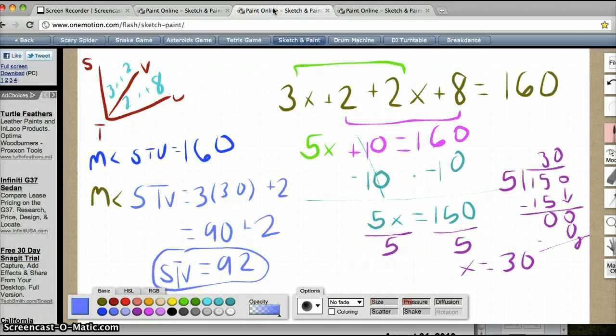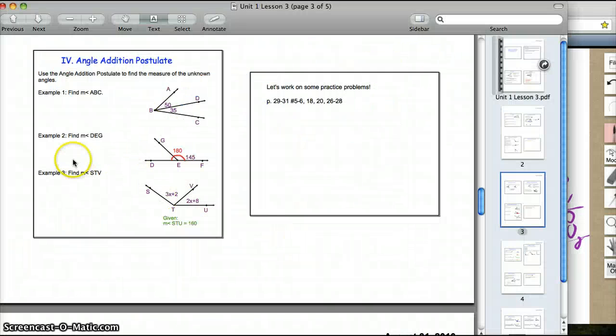All right, so let's take a look at the next one. The next one wants us to find the measure of angle DEG. So if we look here, this is what we just did. So let's look at example number 3. It says find the measure of angle STV.